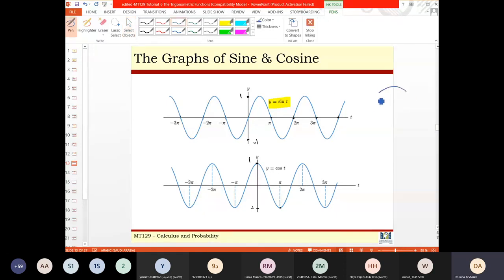And this makes sense. I have the unit circle. The unit circle here is 1, minus 1, and here 1, and here minus 1. So if I'm moving with my x around here, the highest value I reach is 1 and the lowest value I reach is minus 1.